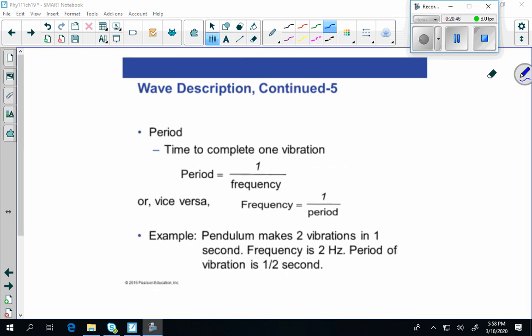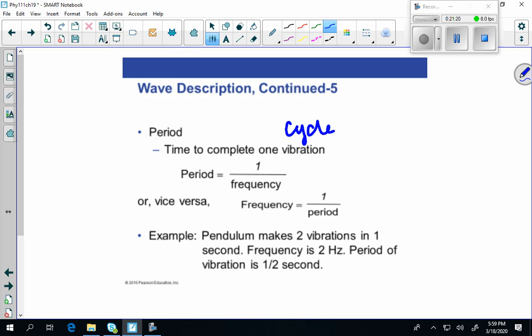So the period we've talked about, that's the time it takes to complete one vibration or one cycle. You can think of it as the time to go one cycle. The period is related to the frequency by this inverse relationship. So the period is 1 over the frequency. The frequency, same deal, is 1 over the period. So if you know the frequency, you know the period. If you know the period, you know the frequency.